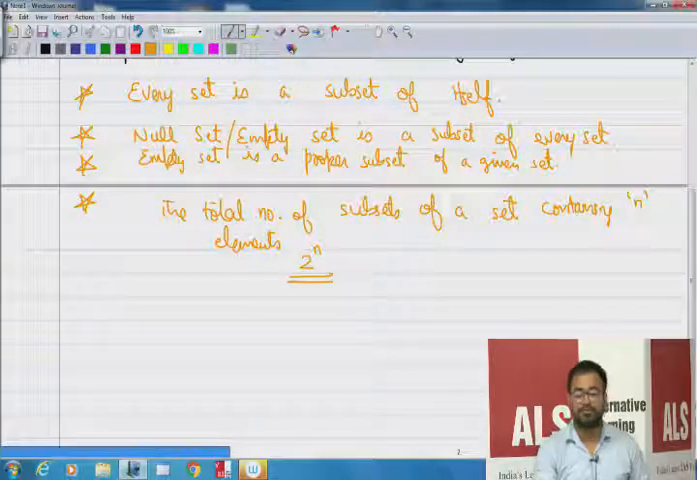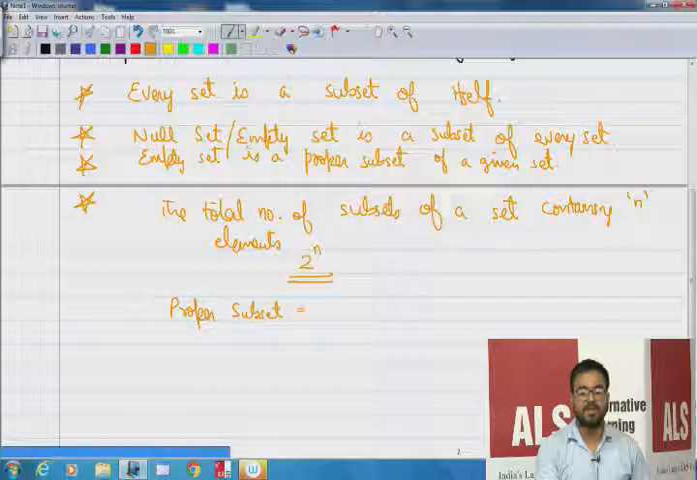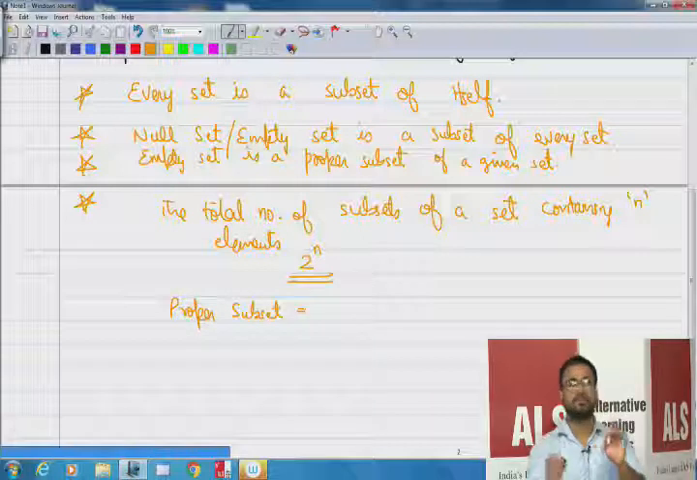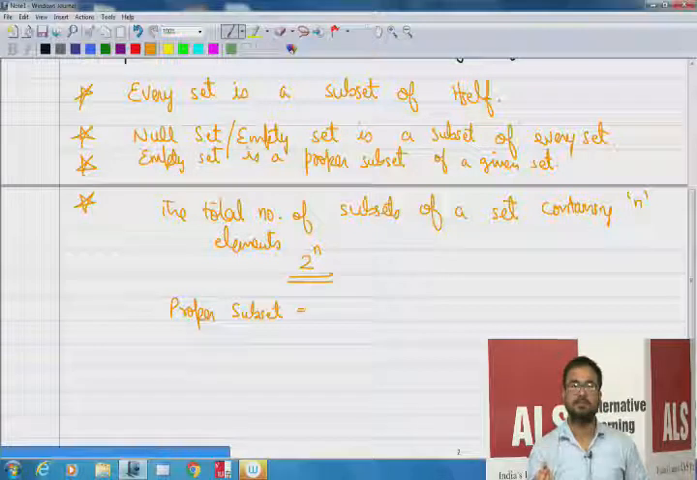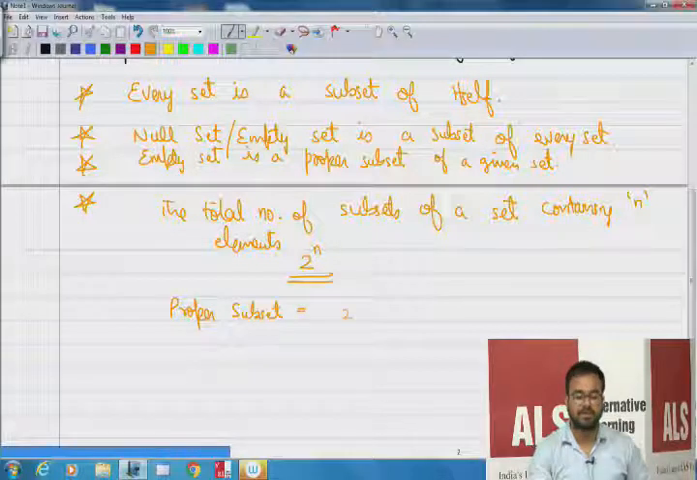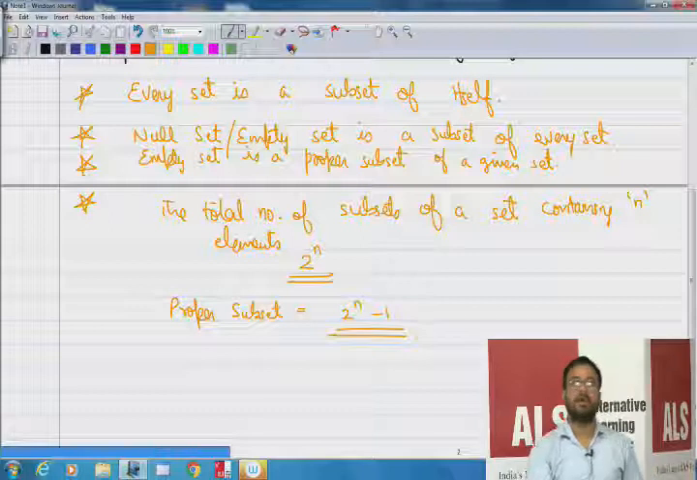So if the total number of subsets is 2 power n, the number of proper subsets would be, because proper subsets are those which do not contain all the elements, and if it contains all the elements of the original set it becomes improper, we just subtract 1 from this. So that would be 2 power n minus 1.